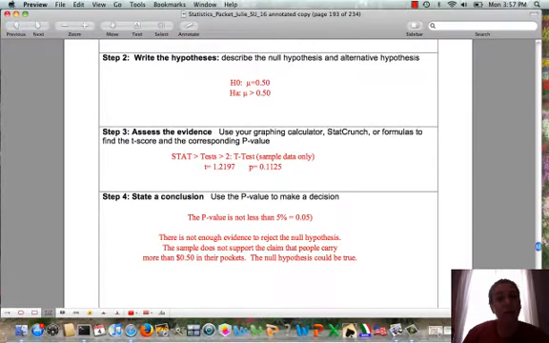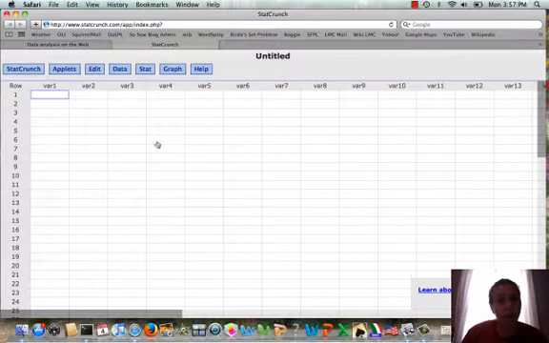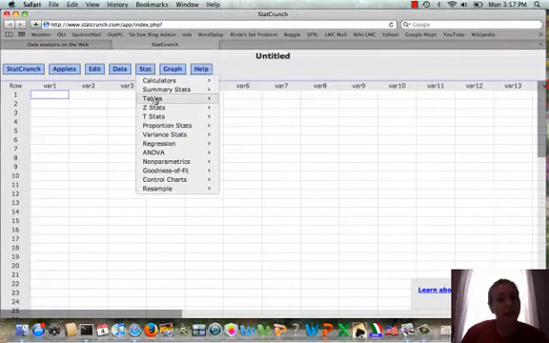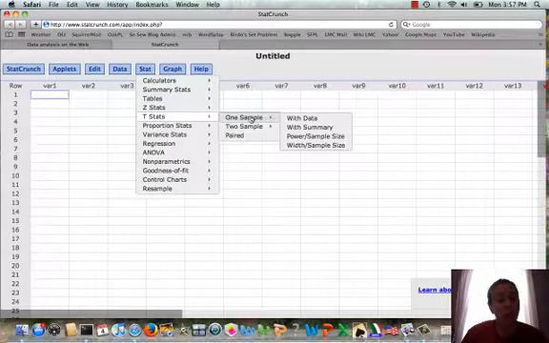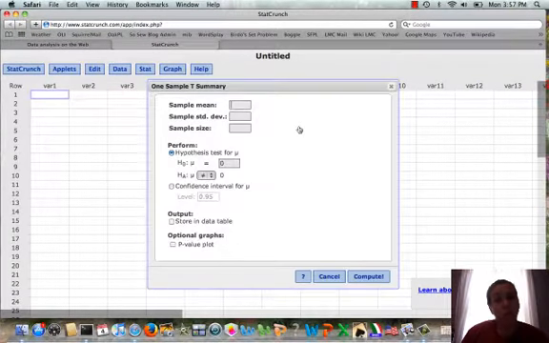So step 3 is now to assess the evidence. If we're on the graphing calculator, you can go to Stat, Tests, and choose Test 2, the t-test. And we use the t-test because we've got sample data only. We don't have information about the population. If we go into StatCrunch, we'll go Stat, and then we choose T Stats. And we're working with one sample, and we know the mean and the standard deviation, so we choose With Summary.